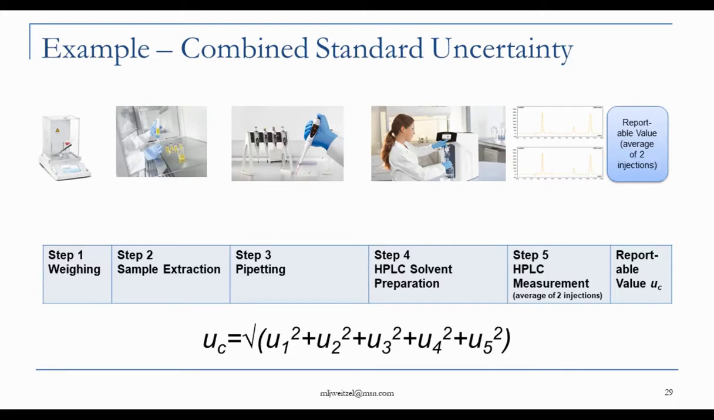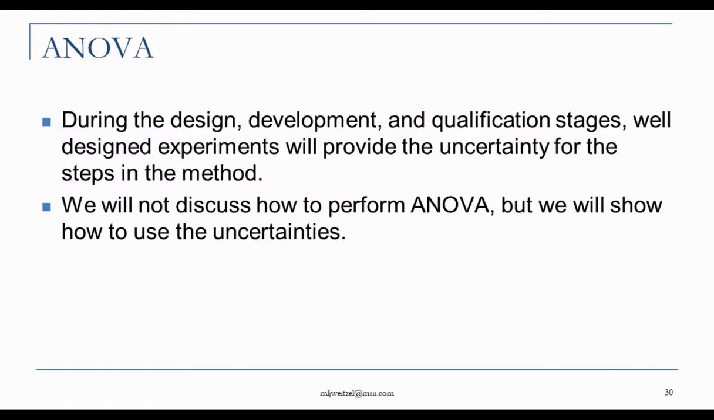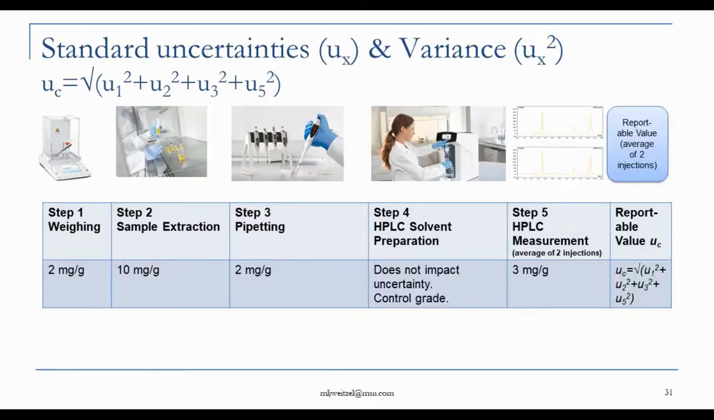Remember how you combine the uncertainty components? So we have 5 steps. If we determine the uncertainty from each step, we can combine them, square root of the sum of the squares. So during the design development stages, if they're well designed, you can get the uncertainty for each of those steps. And ANOVA is a very powerful tool for that. We're not going to go into that now. However, it can be done. You know, I often go into labs and I look at their qualifications and they have the data. They just don't do the ANOVA. It's not that much work. So I encourage you to learn about that.